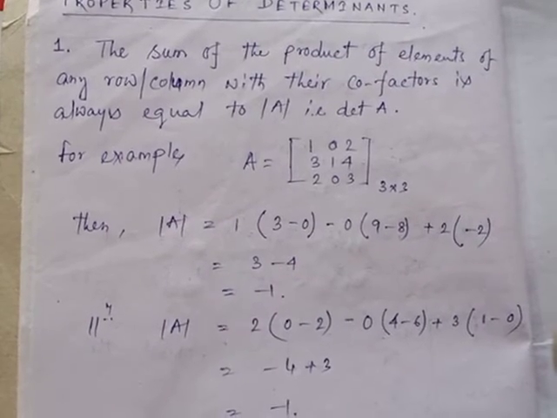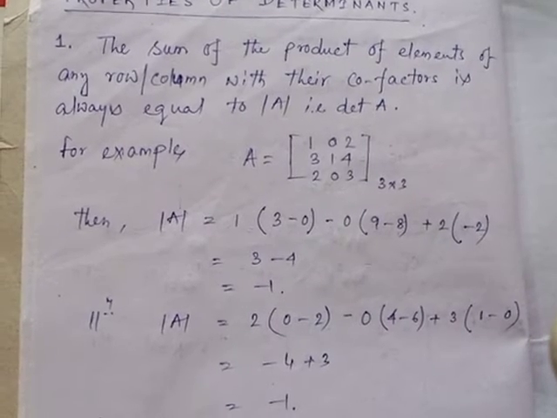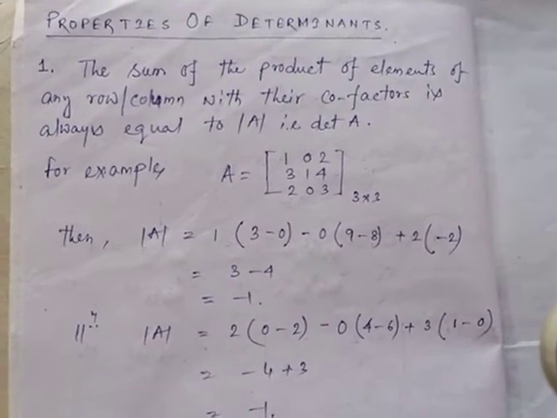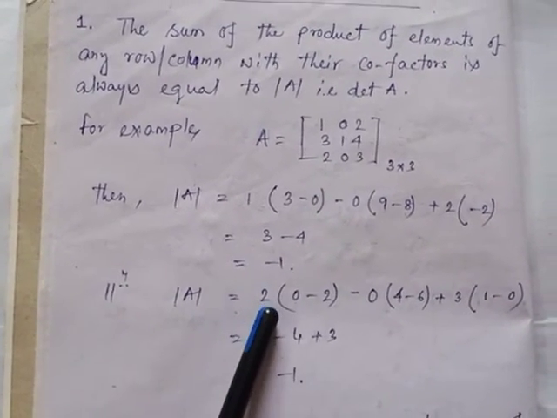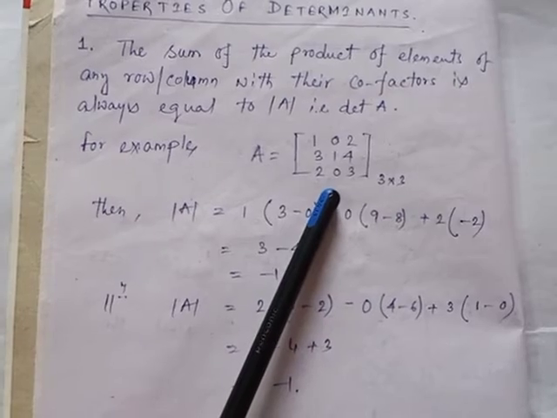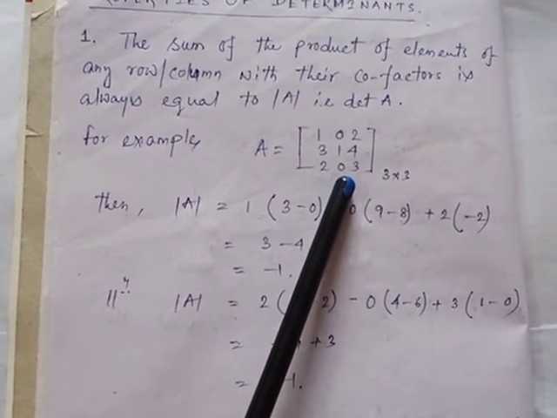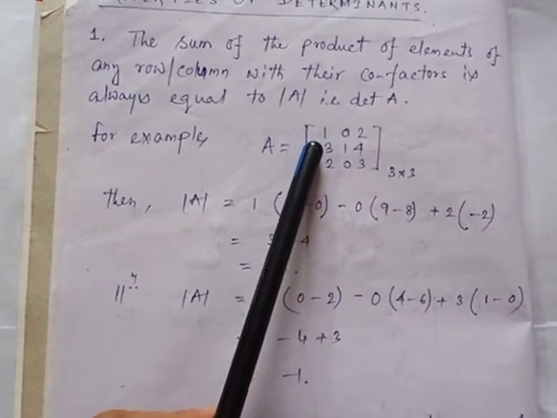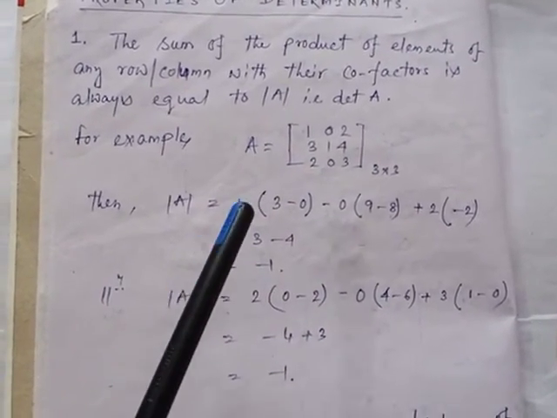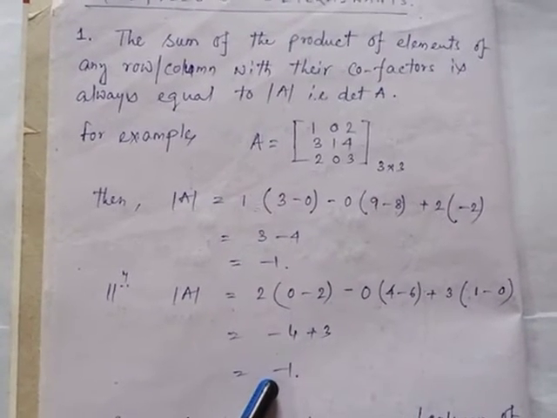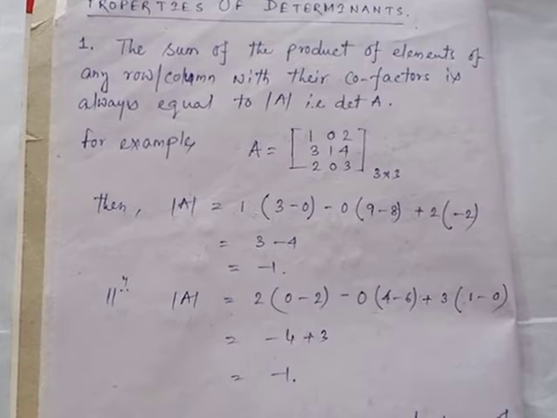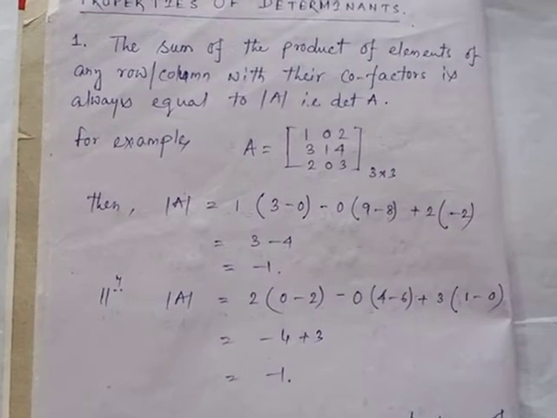Taking the first row here, the element 1 is A11, 0 is A12, and 2 is A13. Also here, 2 is A31, 0 is A32, and 3 is A33. That means if we expand the determinant with respect to the first column or the last column, whichever it may be, the value is always the same. This is minus 1 and this is also minus 1. This is the first property of the determinant: the sum of the products of the elements of any row or column with their cofactors is always equal to det A.